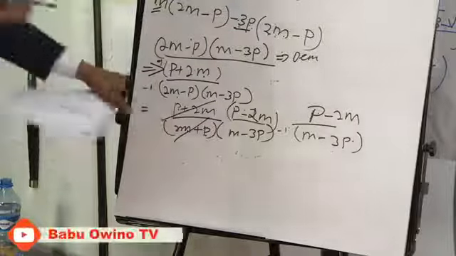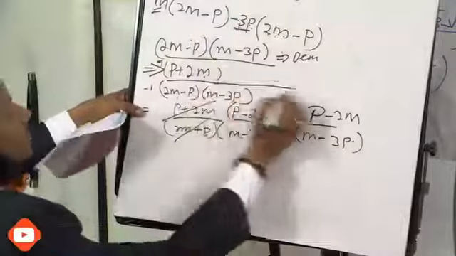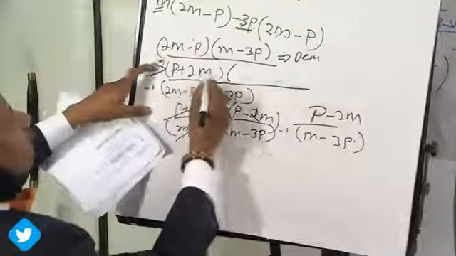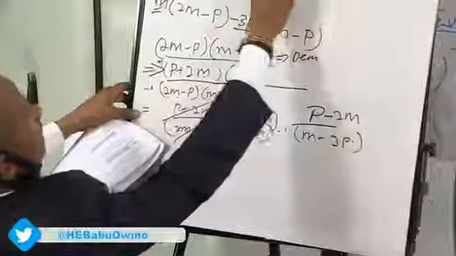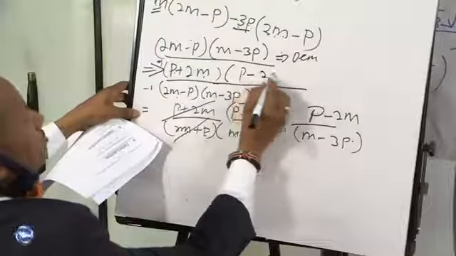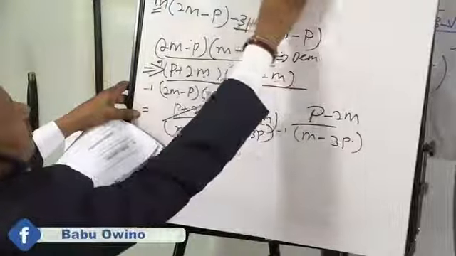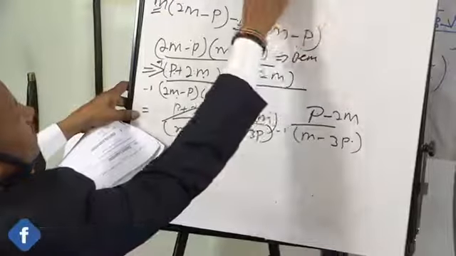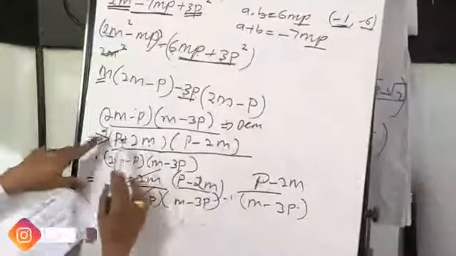So from here, just get me from here, p plus 2m, which is here, p plus 2m, then p minus 2m, which is this part of the value. I only took one part, sorry for that. So we take both of them. That is p plus 2m.